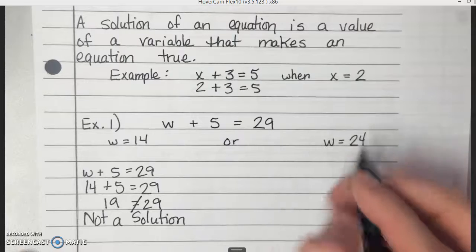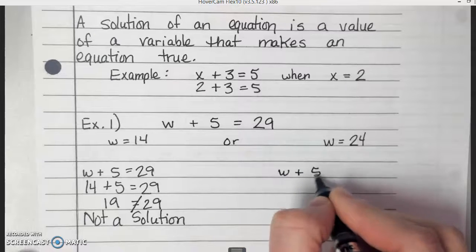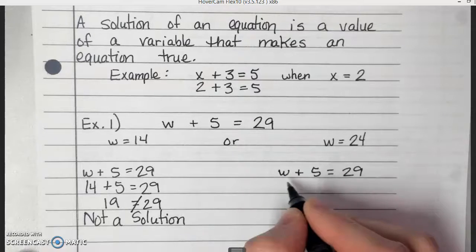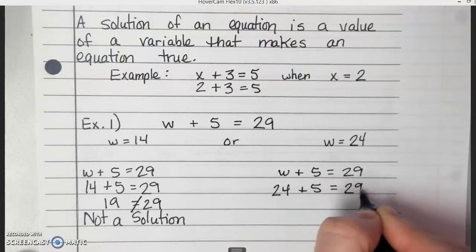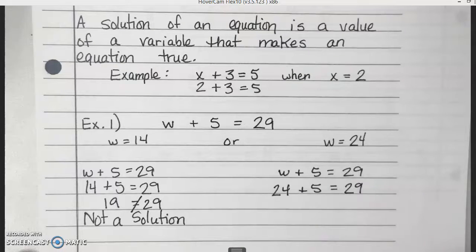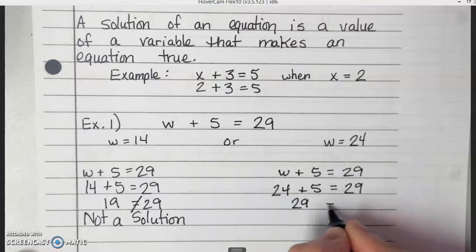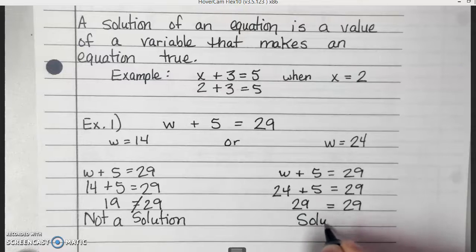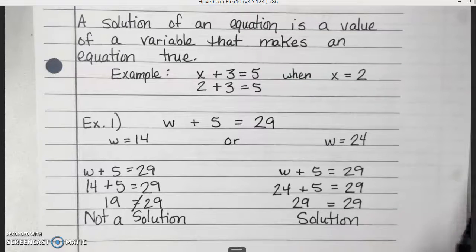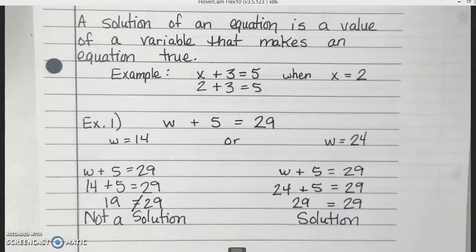Now we'll try putting in 24 for w. We start with w plus 5 equals 29. We'll put in 24 for w. What's 24 plus 5? 29. Is 29 equal to 29? Yes. So this is the solution. So just write solution. So 14 was not the solution. 24 is the solution. Any questions on that one?